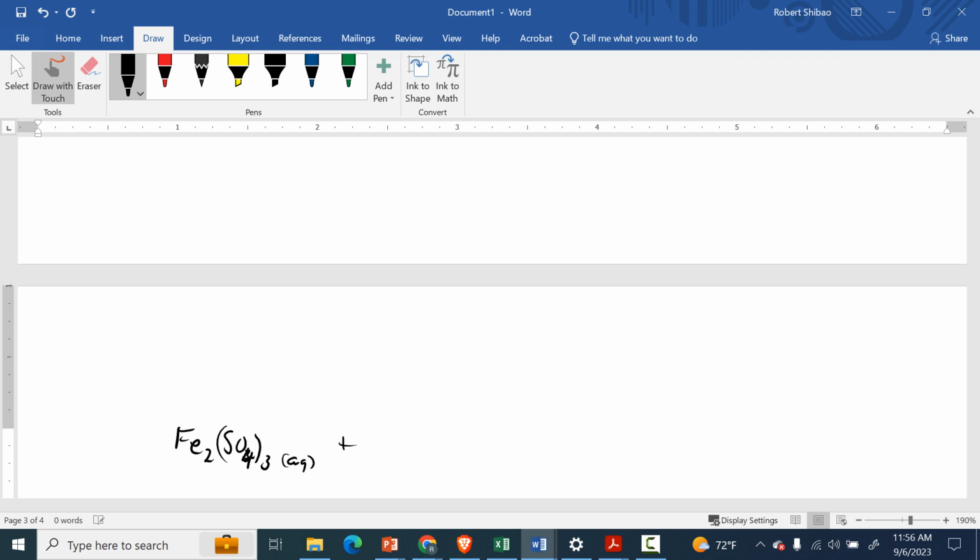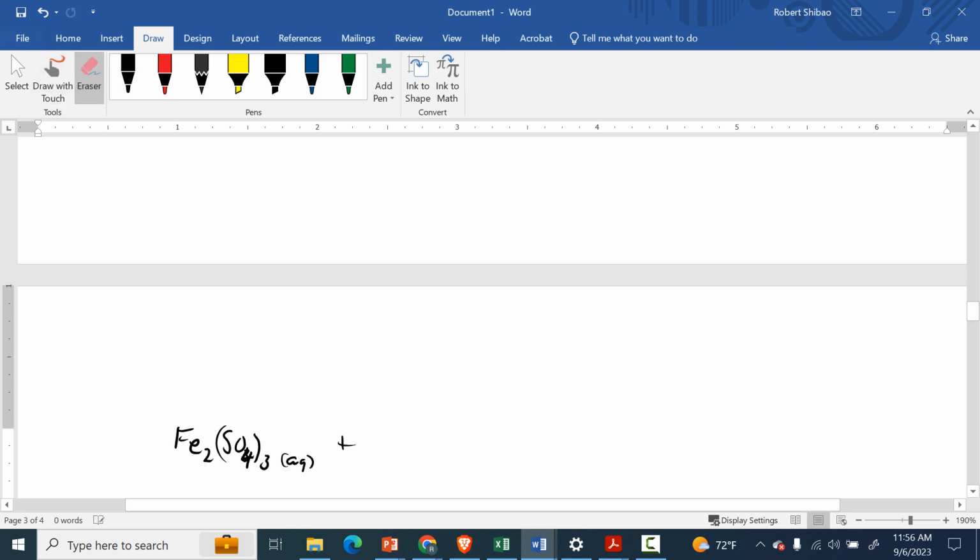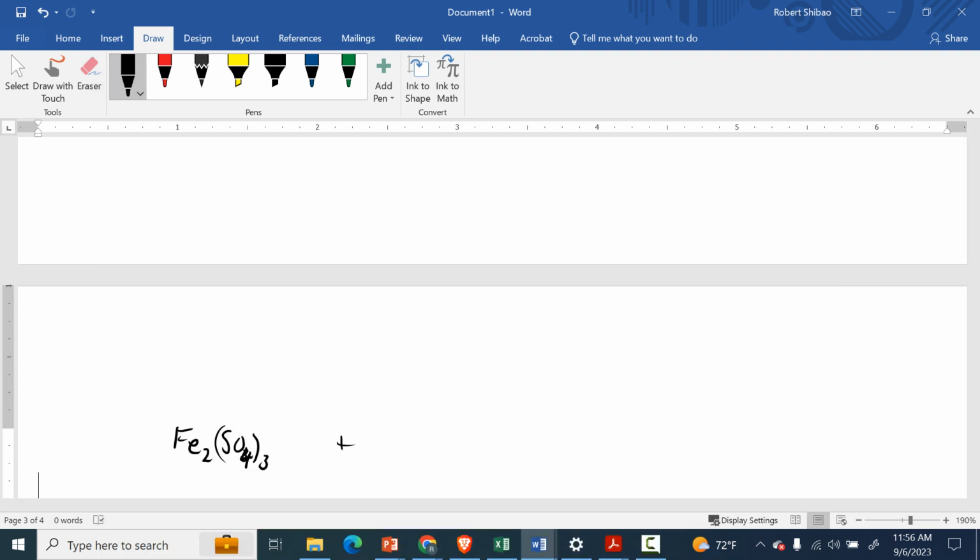You can leave off the aqueous if you leave it off for all of them. If you put it on, put it on for all of them. So I'm going to just leave it off. If I leave it off, then that means it's aqueous. If this were solid, I'd write S, but it's not. Plus aqueous ammonia.